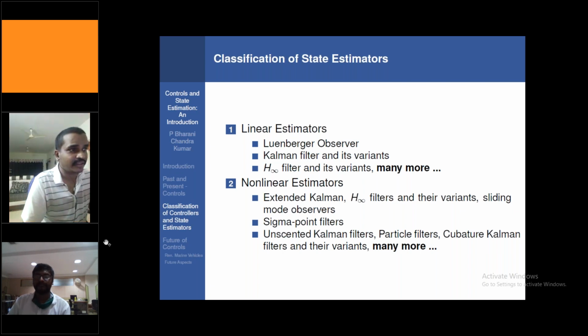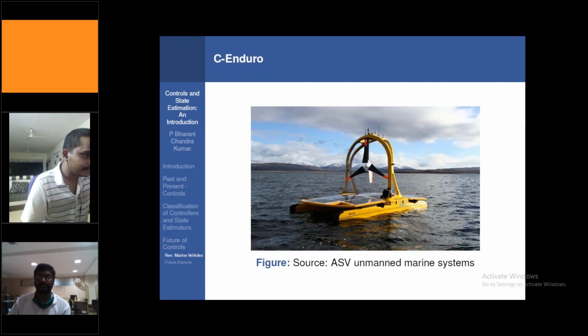I'm just telling you these so that when you hear words like unscented Kalman filter, you should recall that yes, in the FDP 2.0 introductory lecture, we have heard this term. So these are some of the linear and non-linear estimators.